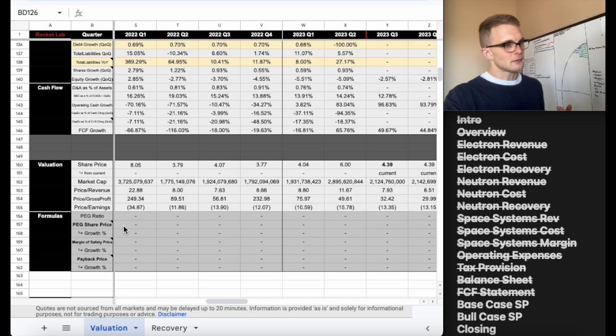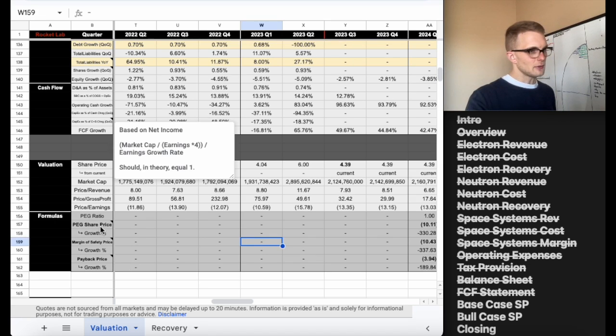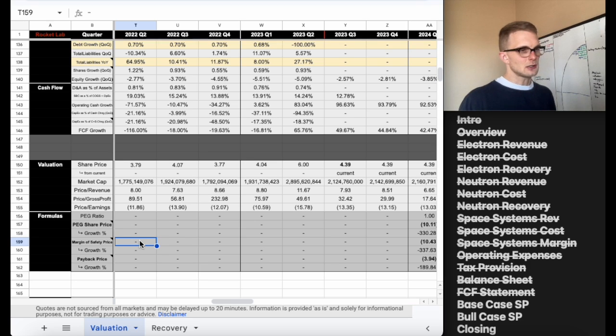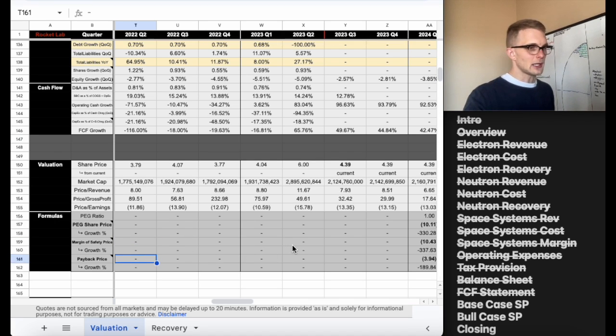Essentially here, there are three different formulas: the PEG share price, the margin of safety price, and the payback price. The PEG share price is based off earnings. The margin of safety price is based on more like the overall growth of the company, so that factors in revenue, operating cash flow, net income, and I think book value as well. And then the payback price is more based on your free cash flow.